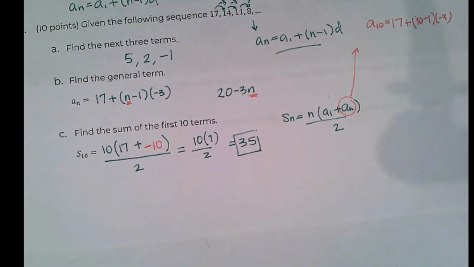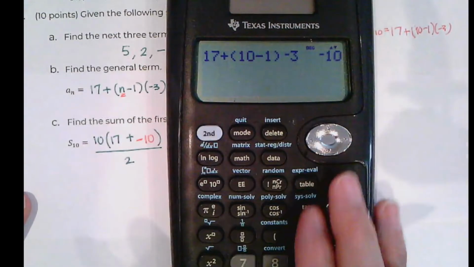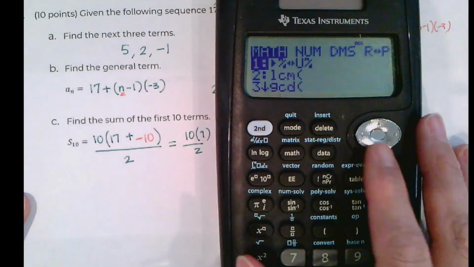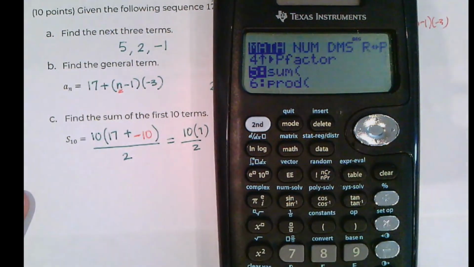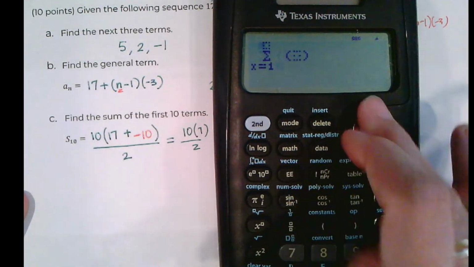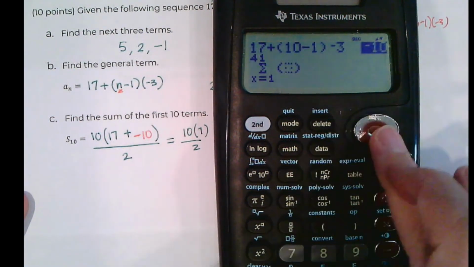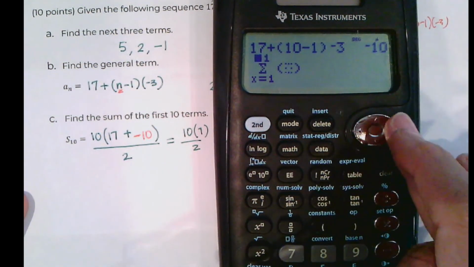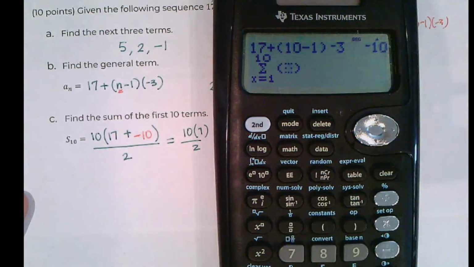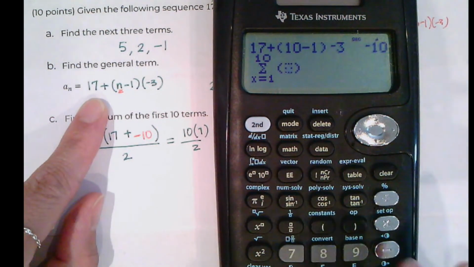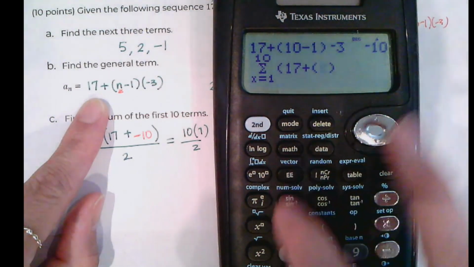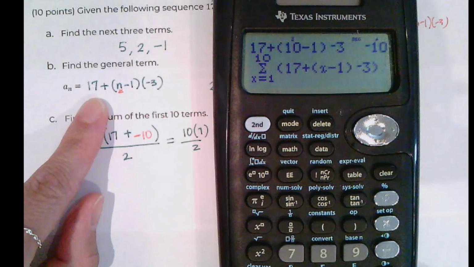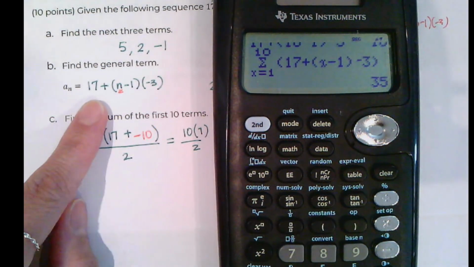You also could have done this one using the sum function on your calculator. Nothing here said you had to use the formula. So I could have gone into math to sum, and I wanted to sum the first 10 terms. Oops, that's not 10. Terms, and we know what the general term is because that's what we just did. 17 plus input minus 1 times that -3. And it'll do that same math for us.